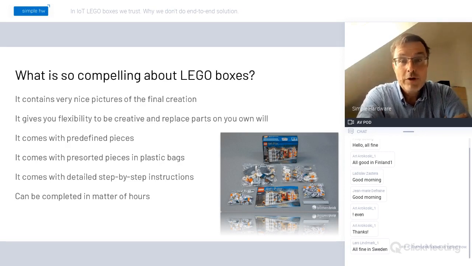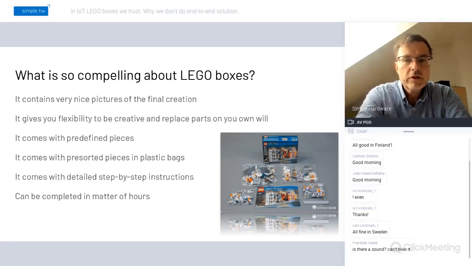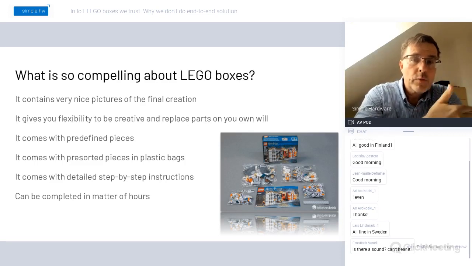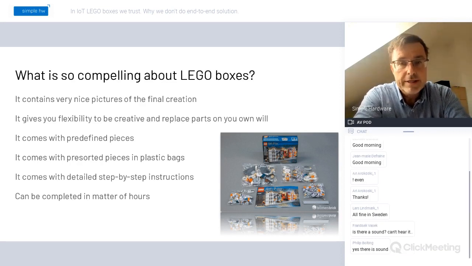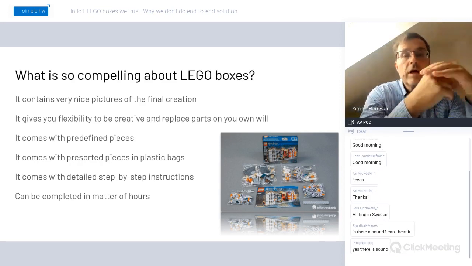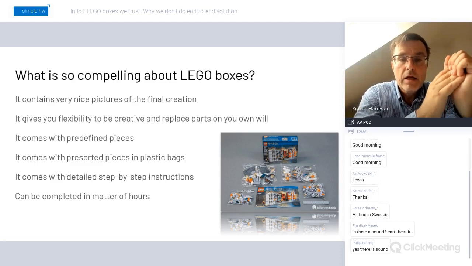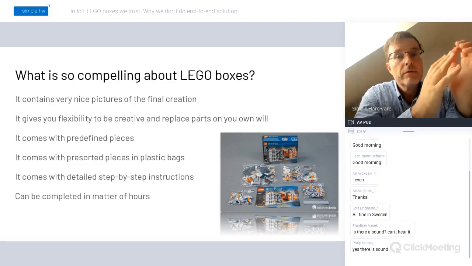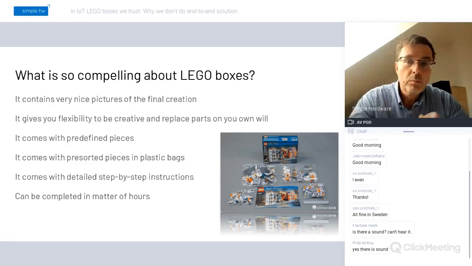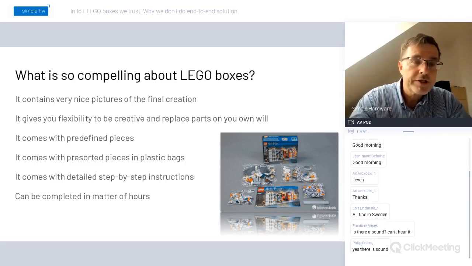So why are we talking about Lego? When we look at the Lego box, what's so compelling about it? We think there are several traits or features that the Lego box has, and I will summarize them here. I think the first one is that you can see the nice picture. You can see the nice creation, or nice solution, that you are aiming to achieve. You can see it from many angles. You can see it in scale. Sometimes you can also see different designs. So from the same Lego bricks, you are able to build several different objects.